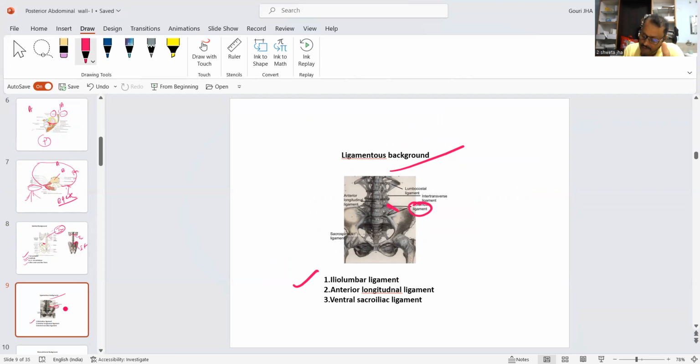Then we have got the anterior longitudinal ligament. We know that the vertebral body is wrapped by the anterior longitudinal ligament anteriorly, and the posterior longitudinal ligament posteriorly. And the ventral sacroiliac ligament: the sacrum is connected to the ilium over here by the ventral sacroiliac ligament.